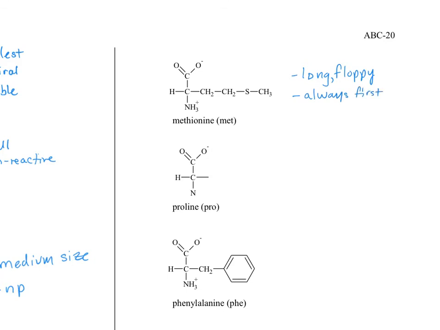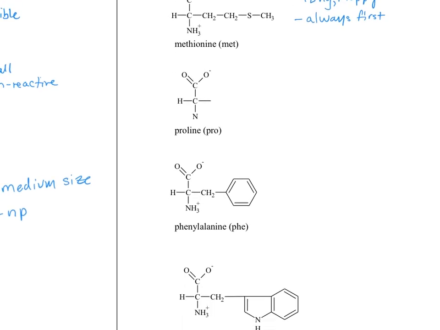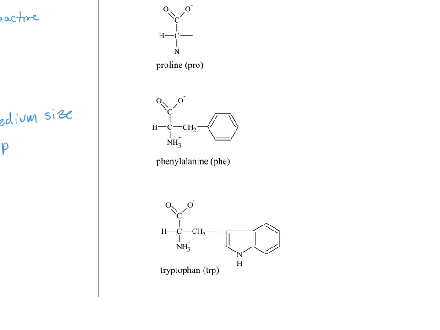Just like a train always starts with a locomotive, the methionine is always going to be first in a synthesized protein. Let's skip proline for a moment and move on to phenylalanine, PHE. Phenylalanine's name serves it pretty well. We have an alanine right here with its carbon coming right off the alpha carbon, and then we have a phenyl group out here.